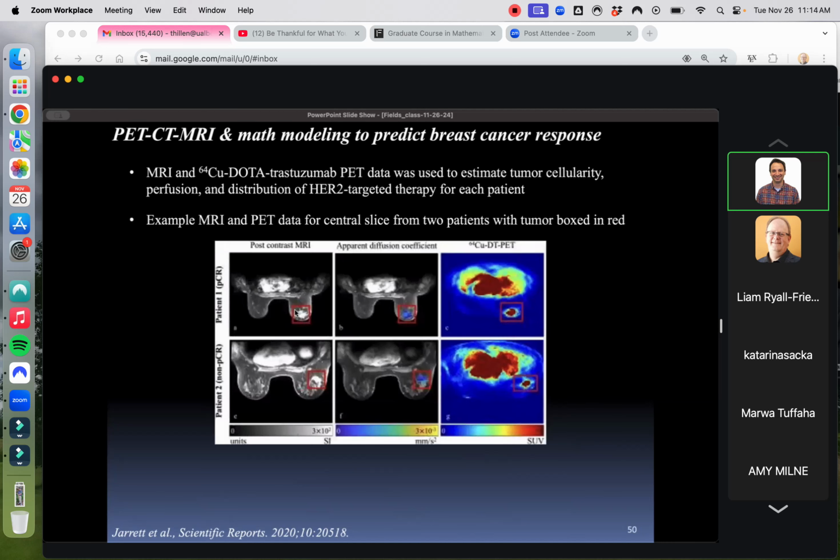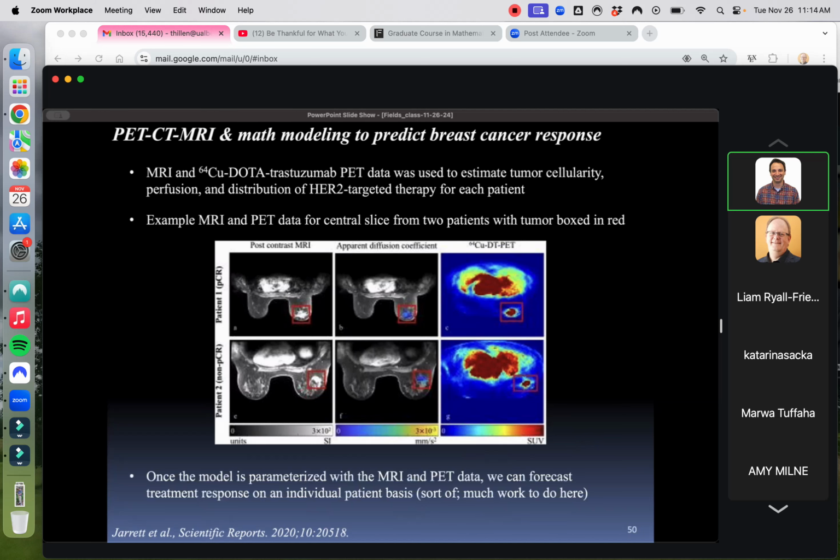Here's our actual data. So here's the post-contrast MRI. The tumor is inside the box on each slide. You have your contrast-enhanced MRI data that tell you about delivery of the chemotherapy, the non-targeted drug. You have your apparent diffusion coefficient from the MRI to tell you about cell density, and then you have your copper-labeled trastuzumab to tell you about the delivery of the targeted therapy.